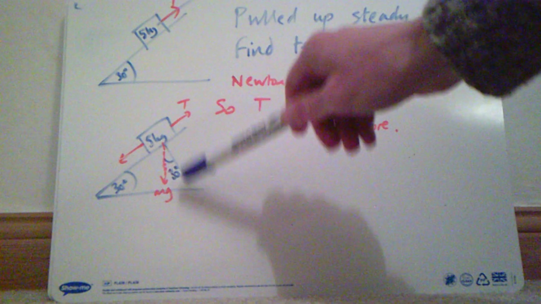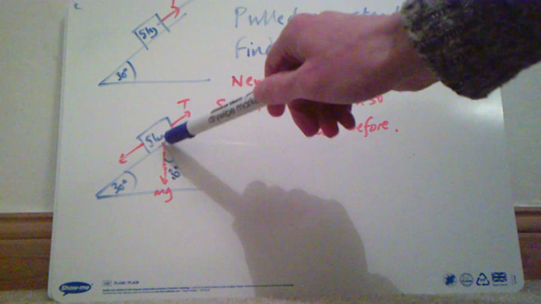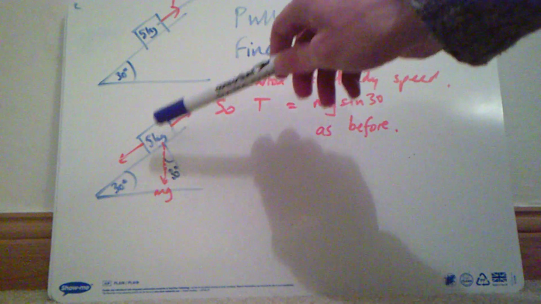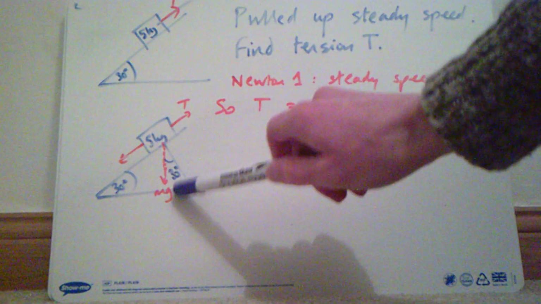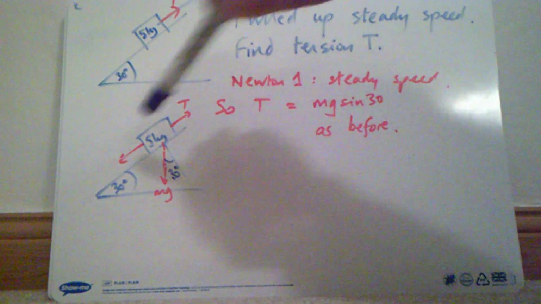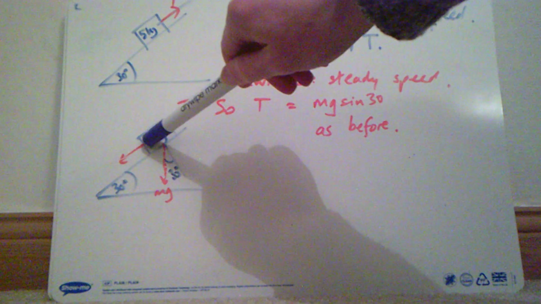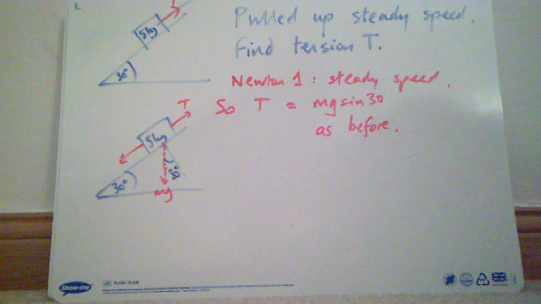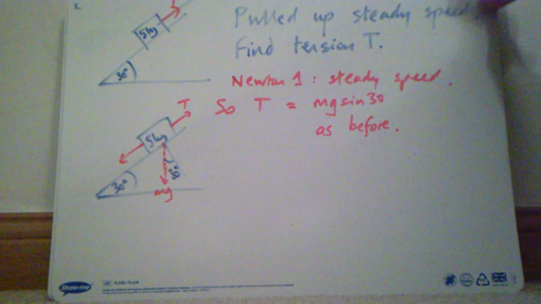The proportion of a 5 kilogram mass acting down the slope, we find the weight first, mg, then we say, well, it's mg sine 30, so T up the way is the same as the proportion of the weight acting down the slope, which is mg sine 30, and just carry on as before.